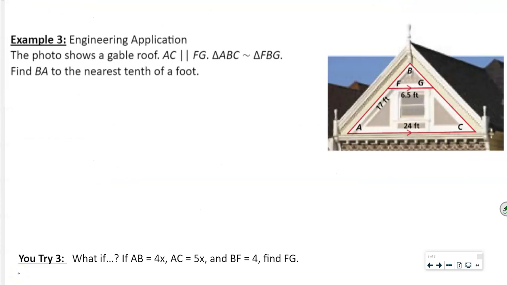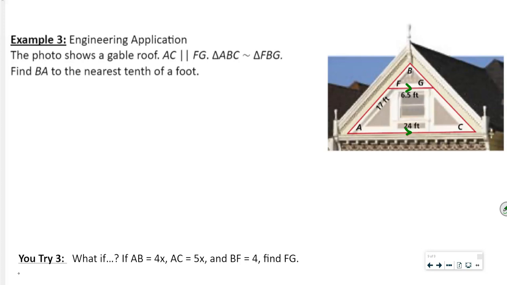Next one is an engineering application. The photo shows a gable roof. AC is parallel to FG, and we can see that here. See these arrows on here? AC and FG, those are parallel. And it says that triangle ABC is similar to FBG.